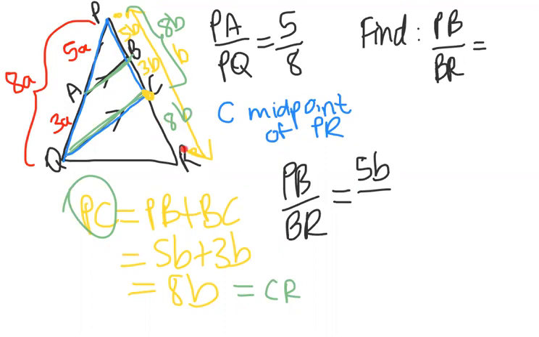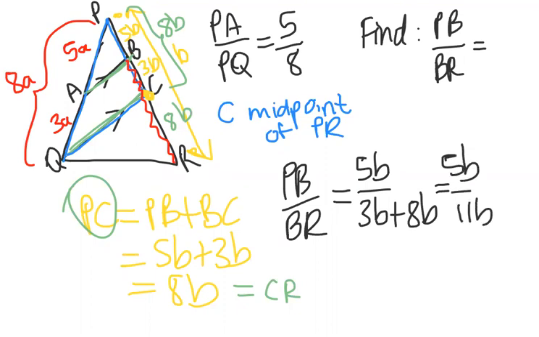So BR is this whole red line over here, which is BC plus CR. So that is 3B plus 8B. All of that equals 5B over 11B. The B's cancel each other out. So the answer is just 5 divided by 11. And that is the answer for PB divided by BR, 5 divided by 11.